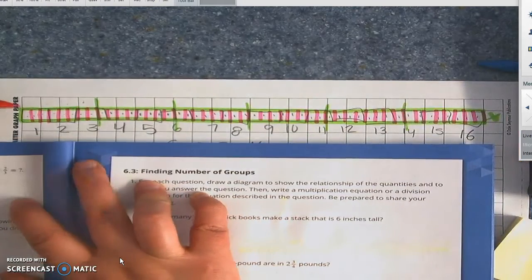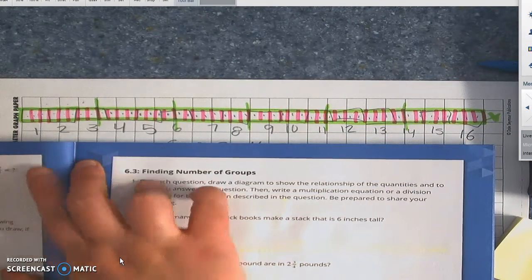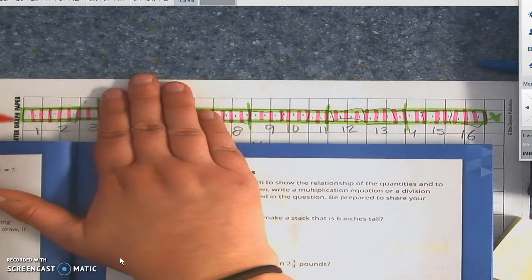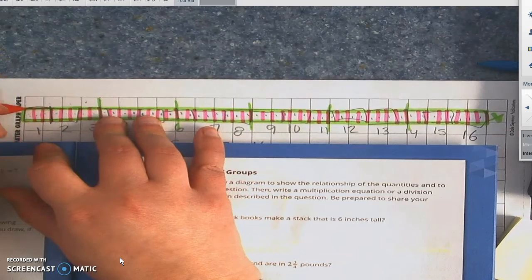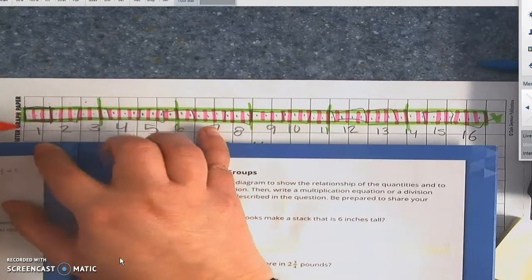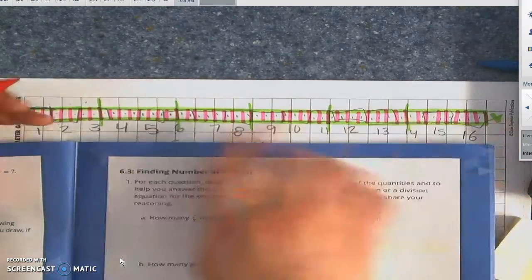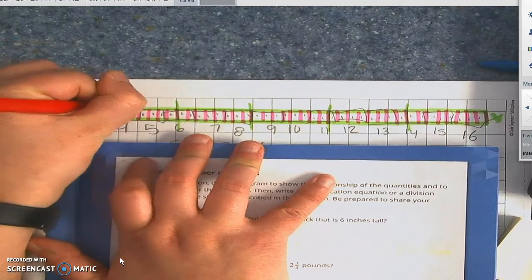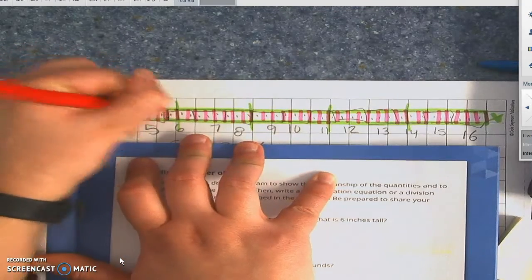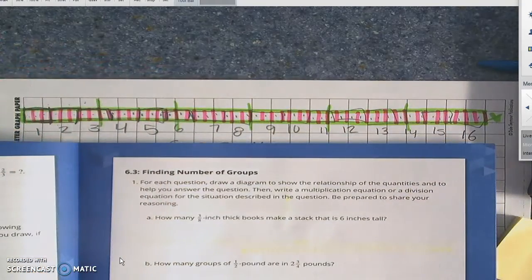So each of these pink lines, each of these sections is 1/8. So I have 8 of those in each 1 whole inch. And then 3 of them together make up 1 group. So I have 1, 2, all the way up to 16 groups. So I went through and split this up into groups of 3/8. And there were 16 of them. And really, you have to count carefully because with this many teeny tiny boxes, it's very easy to mess up.